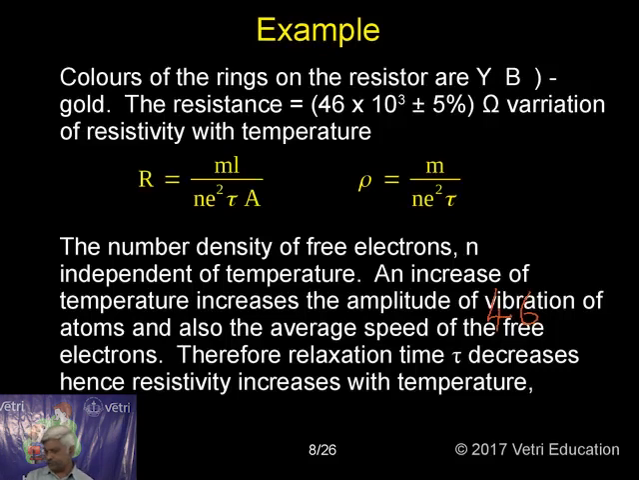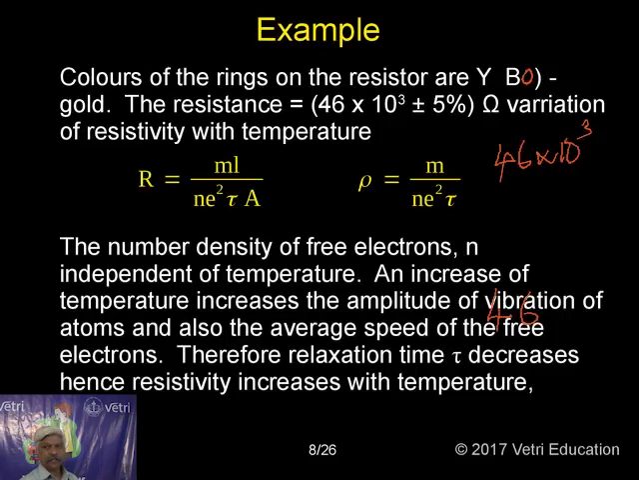Variation of resistivity with temperature, we will see later. So this is the thing we have to understand about carbon resistors. Colors of the resistor in this example are yellow, brown and orange. Therefore yellow for 4, brown for 6, orange for the multiplier. Multiplier means 10 to the power 3, 10 cube. 10 cube is called the multiplier.